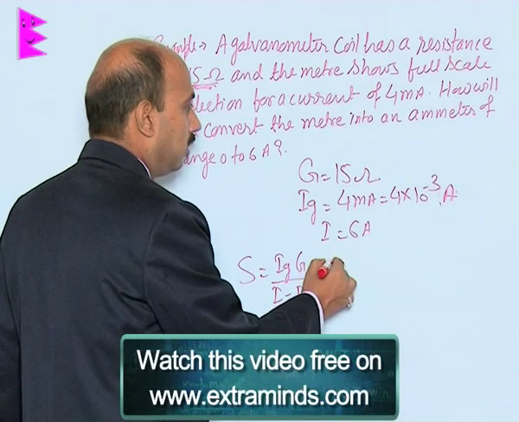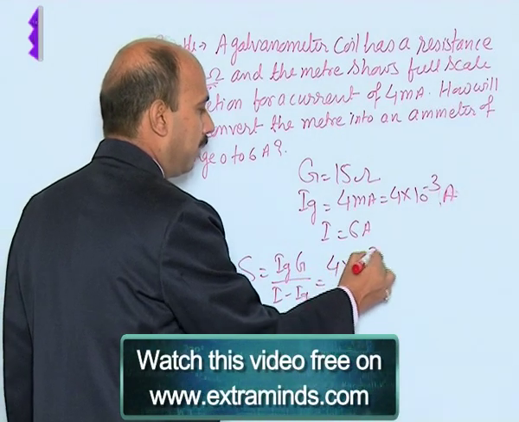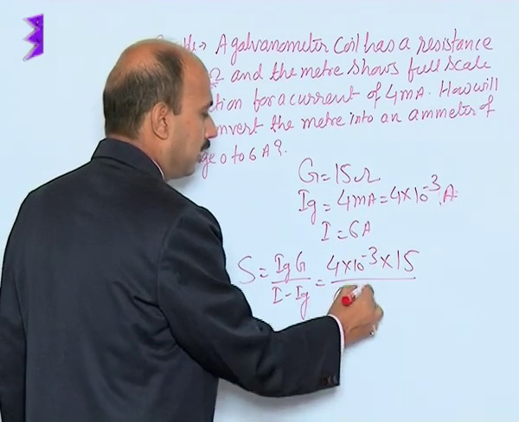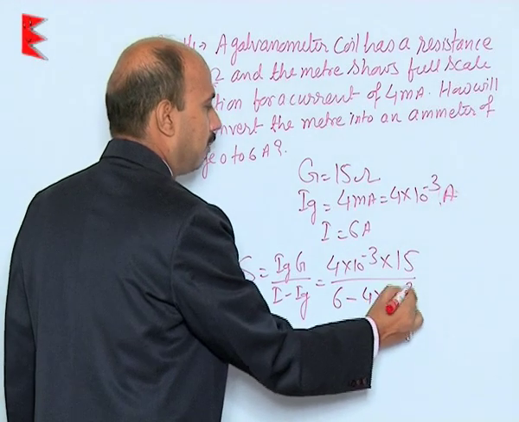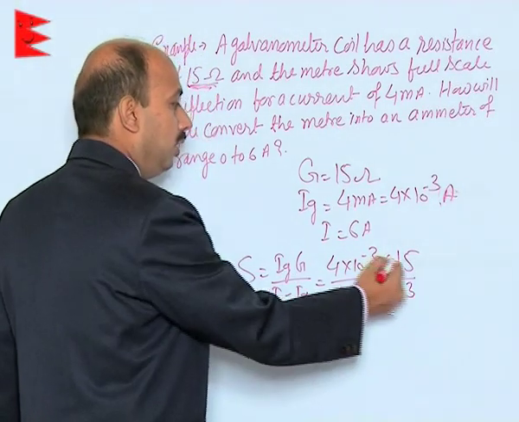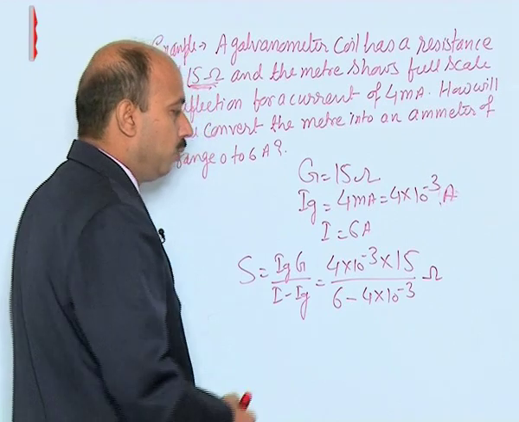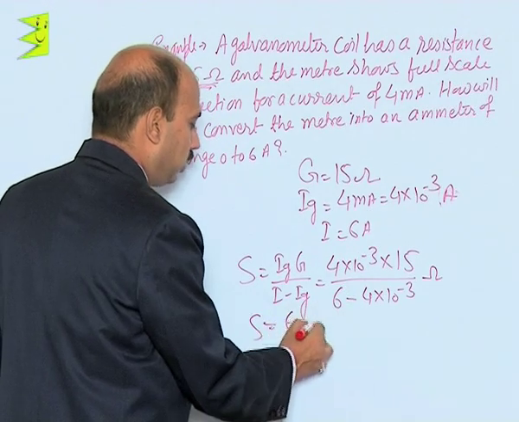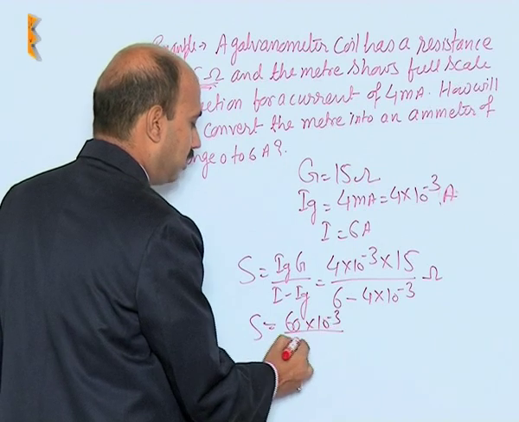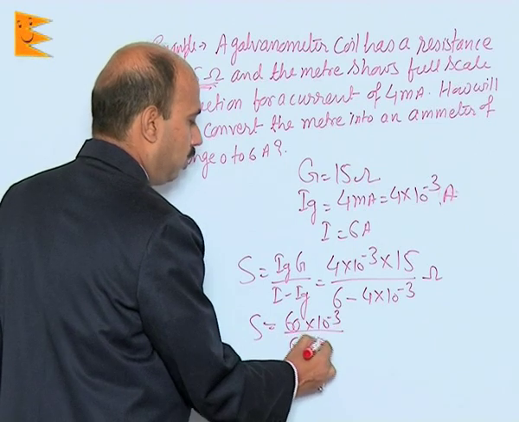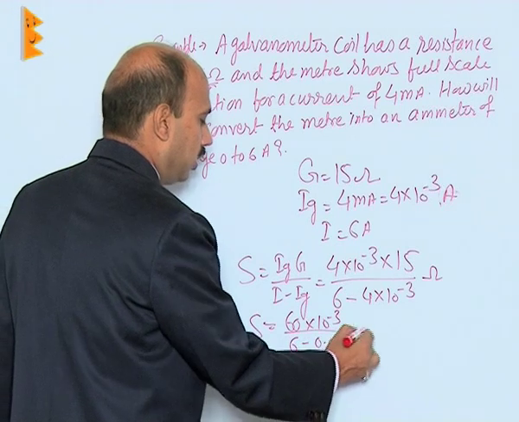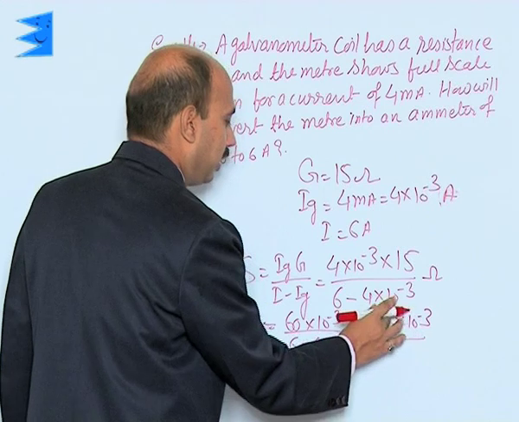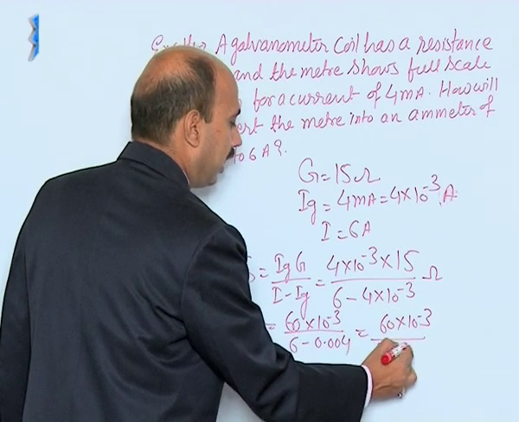So, we can write here 4 into 10 raised to power minus 3 into 15 divided by 6 minus 4 into 10 raised to power minus 3. Here this is ohm. We can solve it here. S is equal to 60 into 10 raised to power minus 3 divided by 6 minus 0.004, that you will be getting 60 into 10 raised to power minus 3 divided by 5.996 ohm.